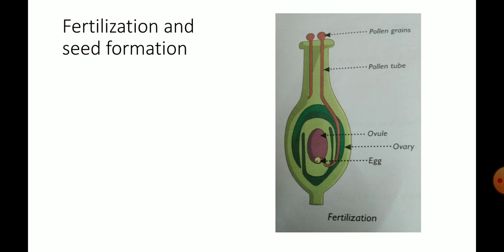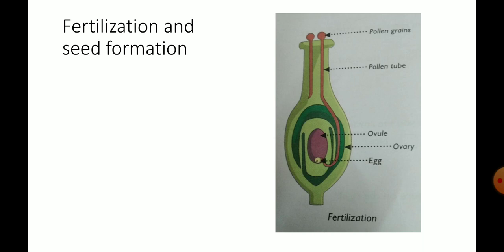As soon as a pollen grain lands on the stigma, a pollen tube grows out of the grain. This pollen tube carries the male gamete, or male reproductive cell. The pollen tube grows into the style to reach the ovary. The ovary contains the ovules. Each ovule contains an egg.